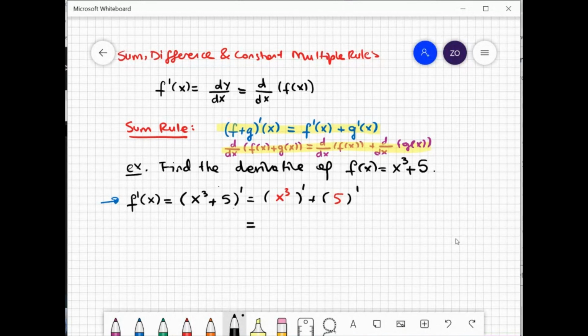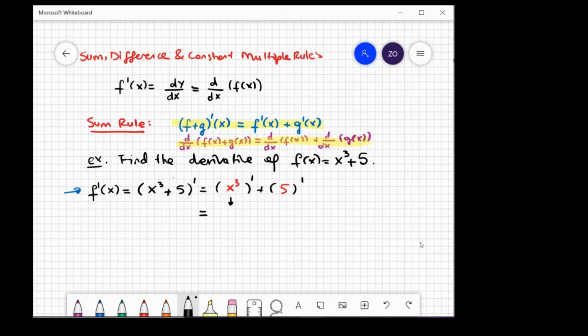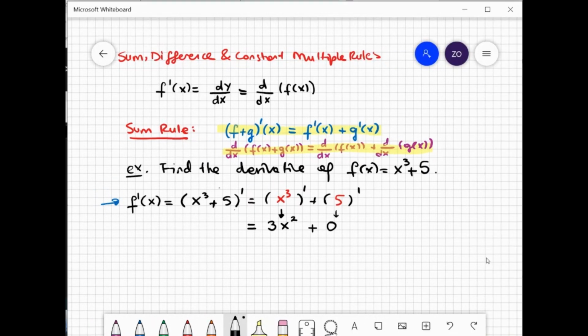Okay, so what is the derivative of x cubed? What is the derivative of the x cubed function? 3x squared, thank you. So the derivative of x cubed is 3x squared. We take 3 to the front and subtract 1 from the exponent. Plus, what is the derivative of the constant function 5? 0. So the derivative of x cubed plus 5 is simply their sum, which is 3x squared.